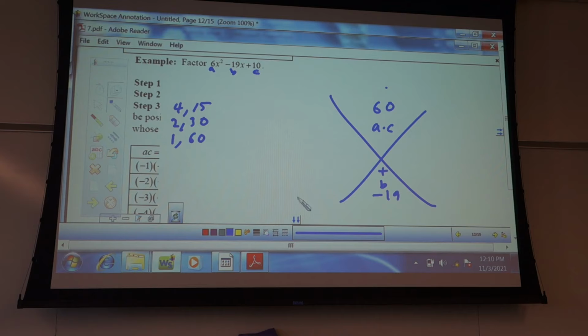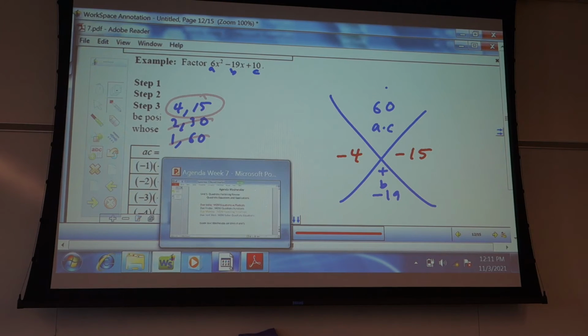Okay, 1 and 60, they need to be the same sign since my 60 is positive. 1 and 60 is 61, so that doesn't work. 2 and 30 is 32, that doesn't work. 4 and 15 add to 19. So I found a winner: 4 and 15. Here's the deal, they need to add to negative 19. That means they both have to be negative.